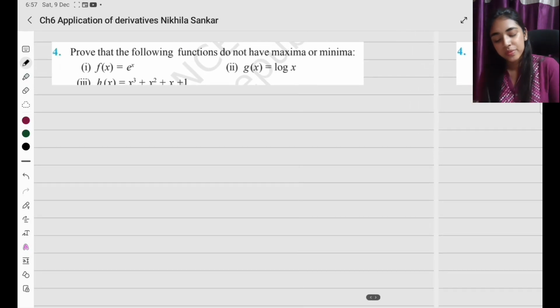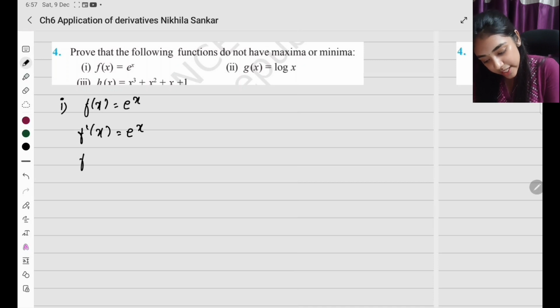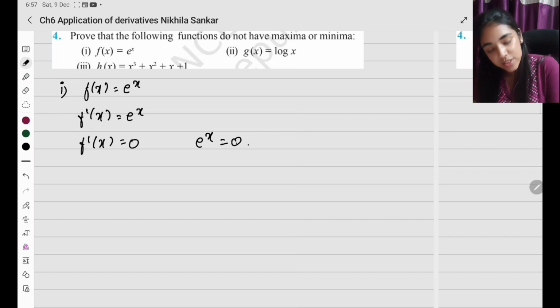Question number 4. Prove that the following functions do not have a maximum or minimum. So, what are we going to do? First subsection, f of x equals e to the x. f dash of x is also equal to e to the x. When I equate f dash of x equals 0, you have e to the x is equal to 0. So in this case, there is no such existence.